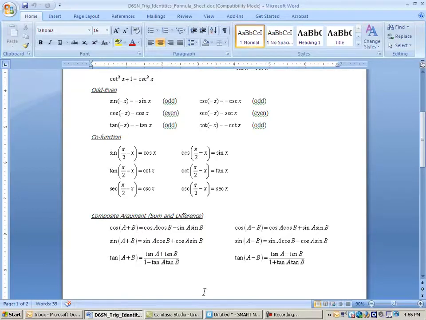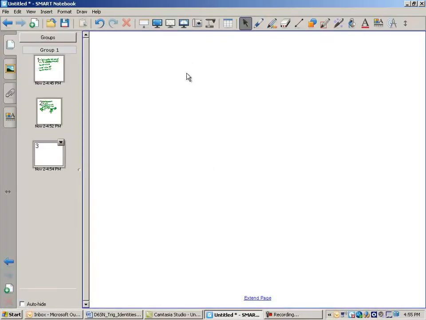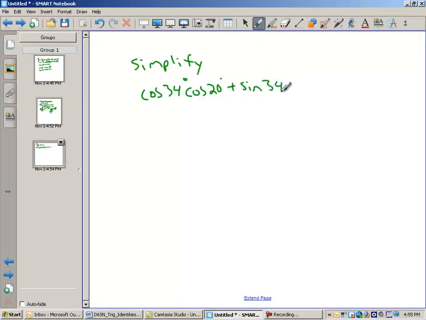Alright, so we're going to look at an example of how to use that. Okay, so we're going to simplify the given expression using our sum and difference properties. I'm going to simplify the cosine of 34 degrees times the cosine of 20 degrees plus the sine of 34 degrees times the sine of 20 degrees, and I want to see what this is equal to.